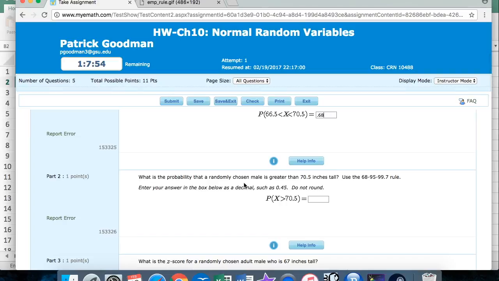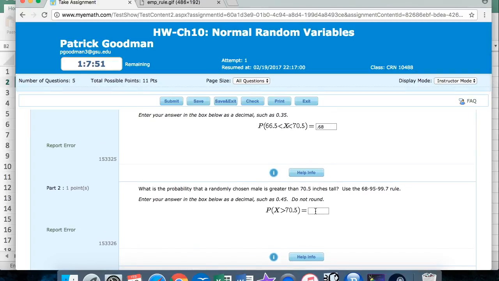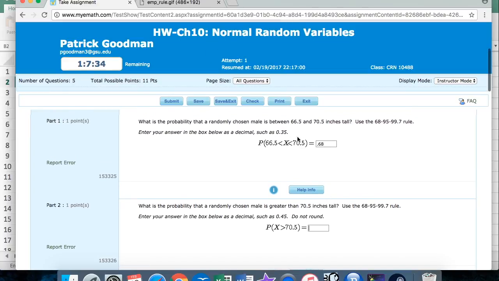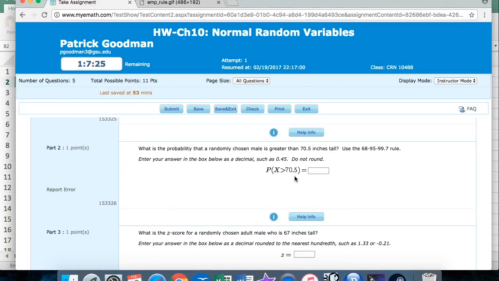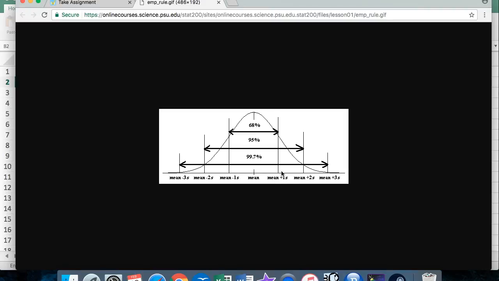Now this part's a little tougher. Okay, so let's look at this. Now we want the probability that a randomly chosen male is greater than 70.5 inches tall, and we're using the 68, 95, 99.7 rule again. Again, we remember that 70.5 was that upper value that we used before within one standard deviation. So we're basically saying, what's the probability it's one standard deviation or greater? Let's look back here. Now this is the one standard deviation here. So we know 68% goes here, right? And then the rest of it is down here. So what we want is starting at this value and going up.